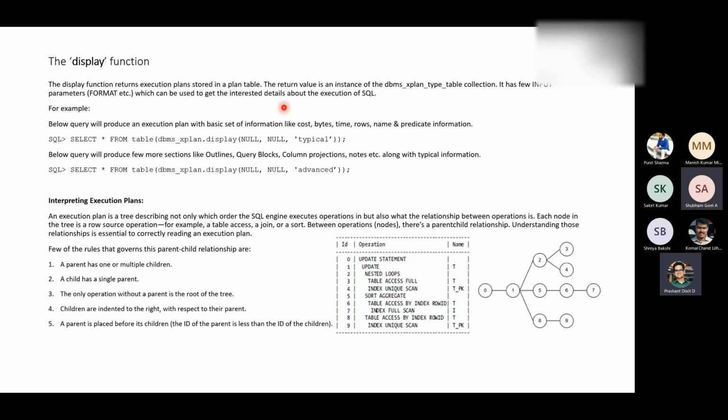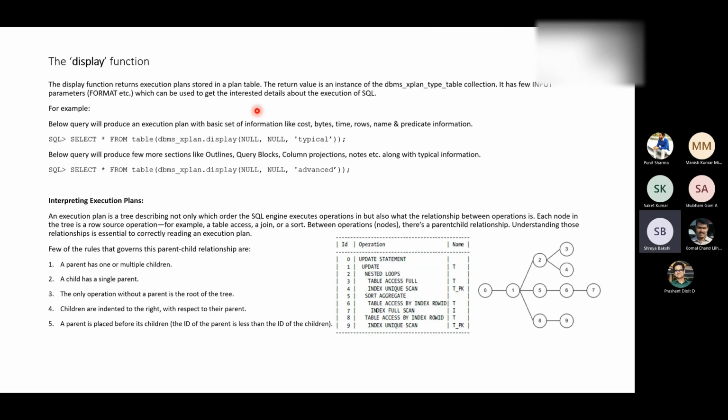Okay, sir. And what exactly is the importance of having ACS, or in short, what we call adaptive cursor sharing? And how dramatically does it improve performance if you're running on any version above 11g release 1? Okay. Now, sir, talking about the display function.